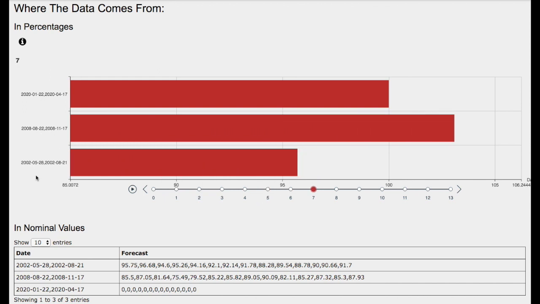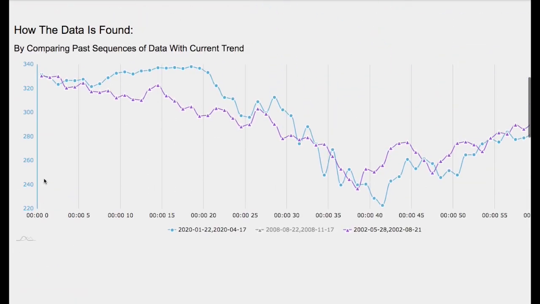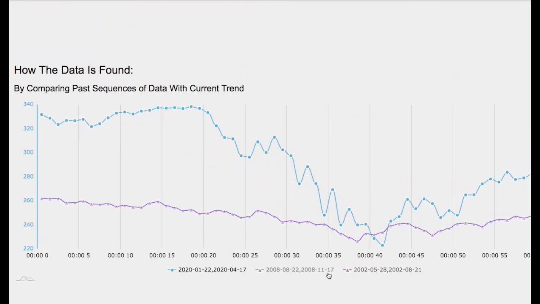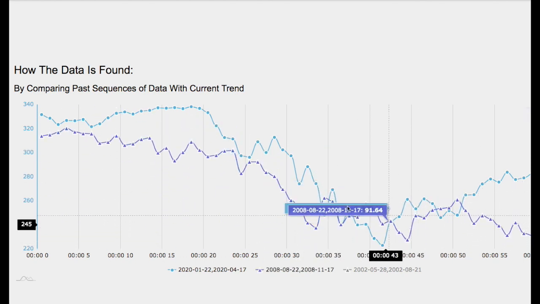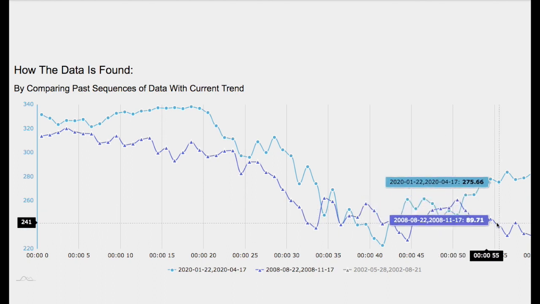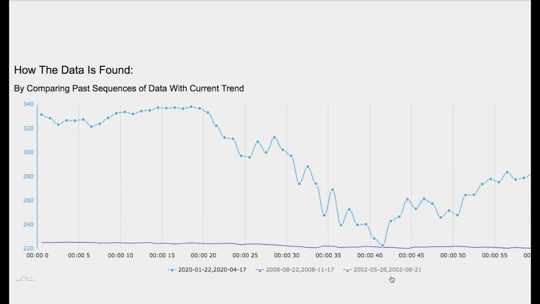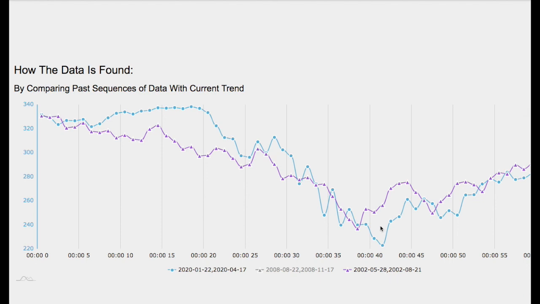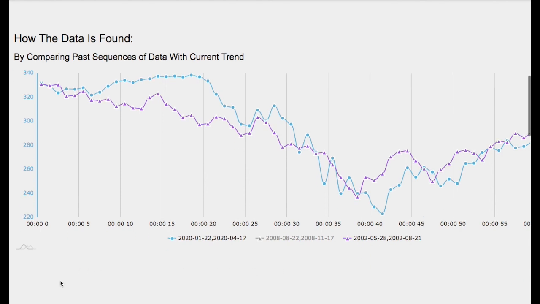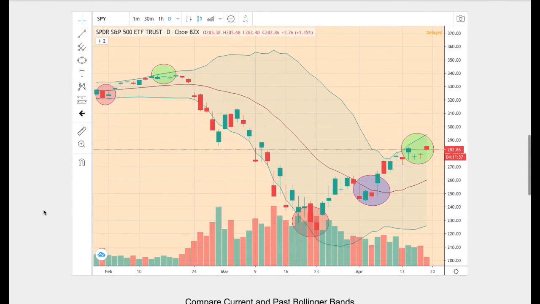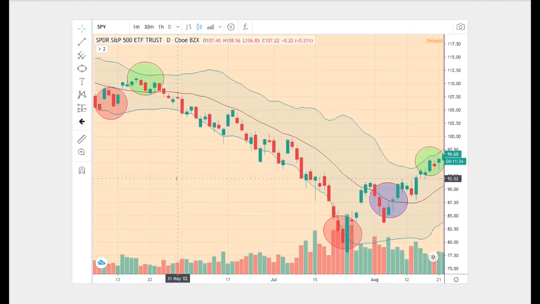So which one of these models should we focus on? Ideally, the model that is best matched to the current trend. So right here we have the current trend, and let's overlap it with the 2008 model. Not quite a similar trend pattern here, but instead we have the 2002 model, and we did see it also move higher in the meantime. So we'll use the 2002 model as a reference. What we have here is the current trend, and below is the trend that I believe is the best match, and that is May 28, 2002 to August 21st, 2002.